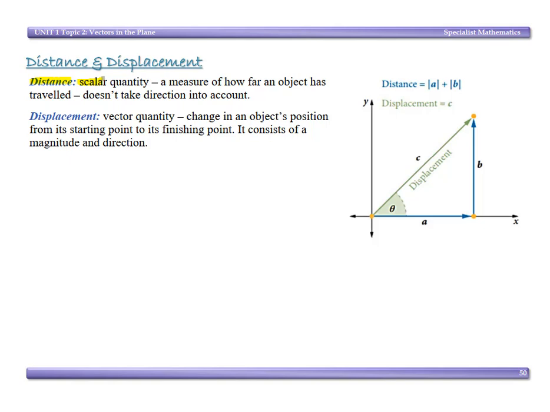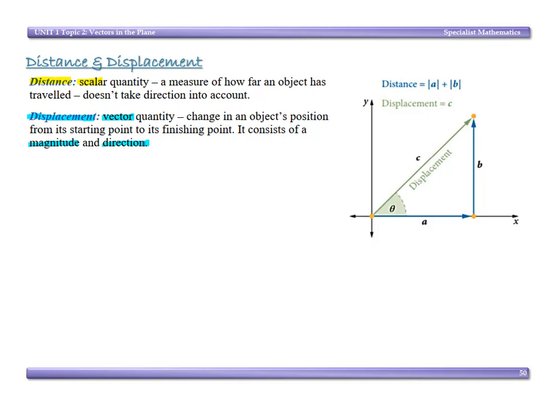So distance is scalar. In contrast, displacement is the vector quantity. So it's a change in an object's position from its starting point to its finishing point. It consists of both magnitude and direction. Now, just as an example, if I travel from here to school and then back home again, I may have travelled a distance of 6 kilometres. 3 kilometres to school, 3 kilometres back home. My displacement though is 0 because I'm back where I started. So that's the best way to think about it.